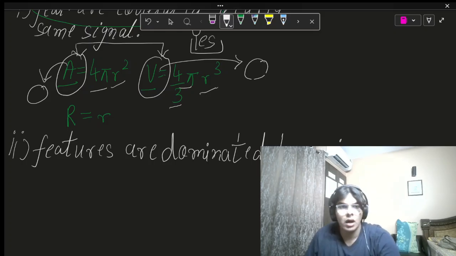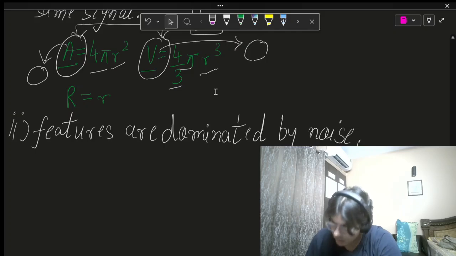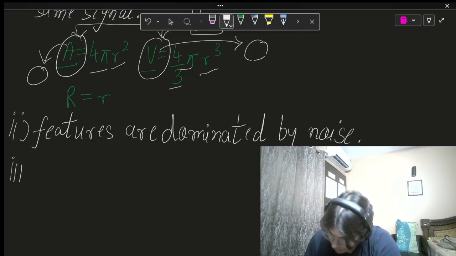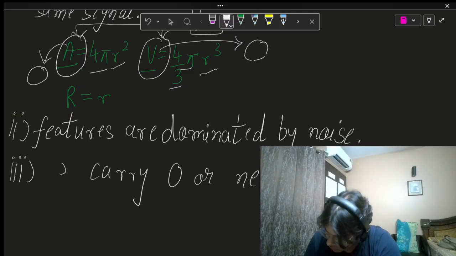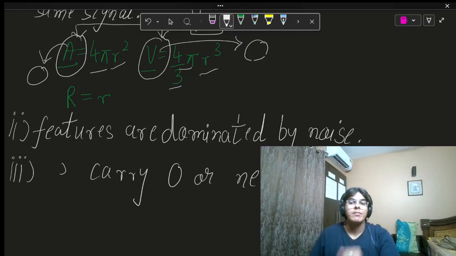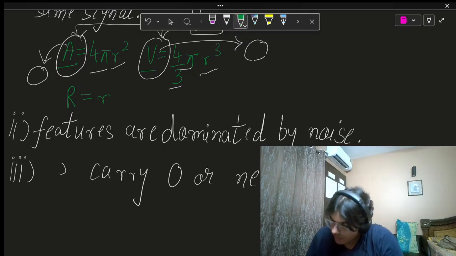Okay. What is the third one? Very important, very important. What is the third one? Features carry zero or near zero variance. Okay, variance. Very important. Why did we suddenly mention variance here? And what is the significance of variance here?